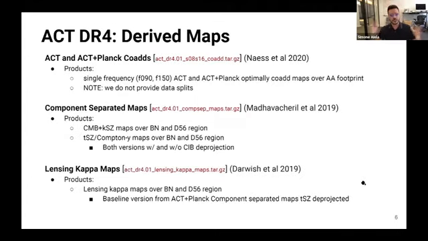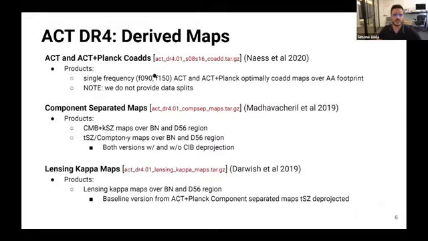But from this information, we derive some other maps. We derive what we call the coadd maps. That's optimal coaddition of all the different data sets, including ACT DR4 or ACT plus Planck. And here by Planck, we include the 100 and 143 gigahertz channels.